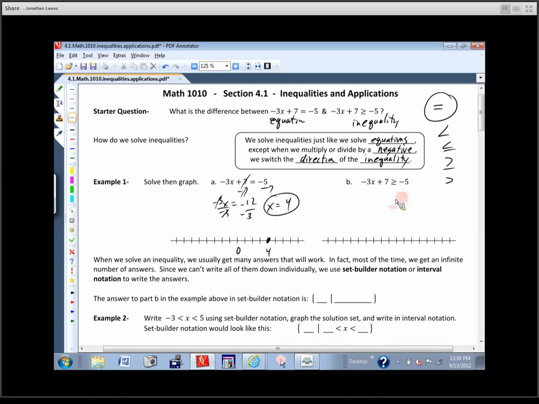If we're going to graph this one, we go about solving it the same way. So negative 3x would be greater than or equal to, help me out here, make sure I don't make any silly mistakes. Same steps. I subtracted 7 from both sides.